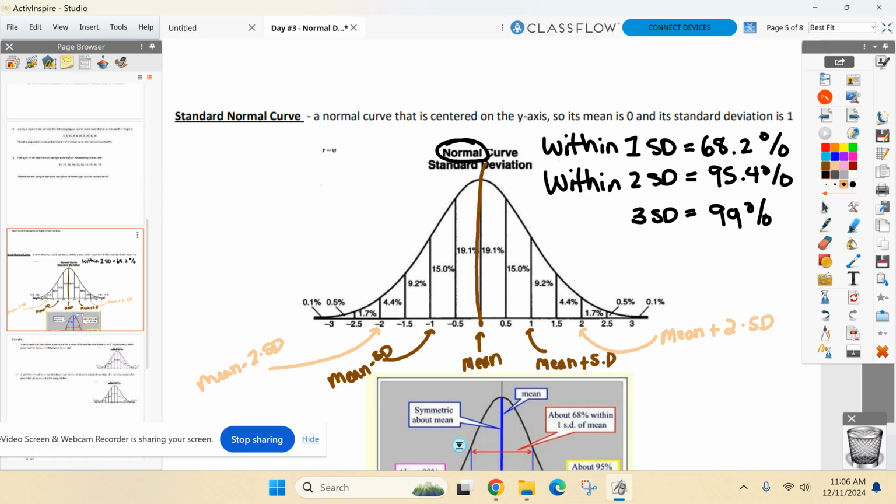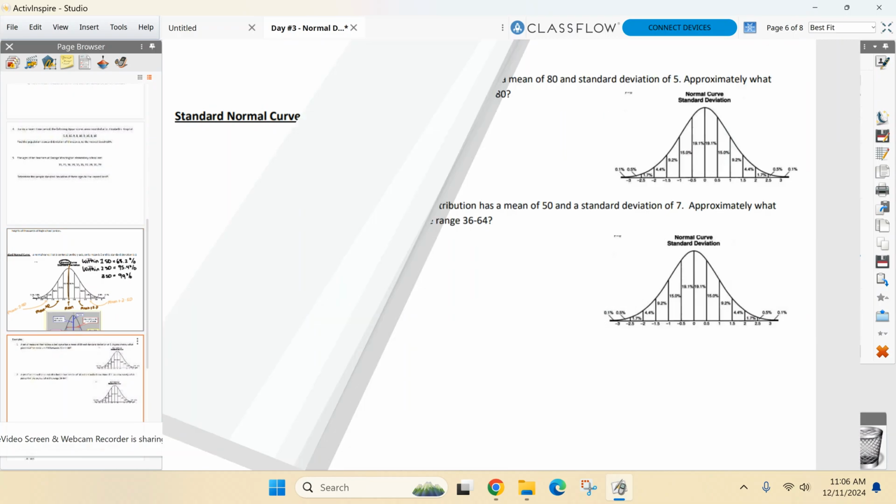Okay, I can follow this curve. Any questions? Because I want to start using the curve and the percentages right now. All right, let's do this. I'll show you how we use the curve here.